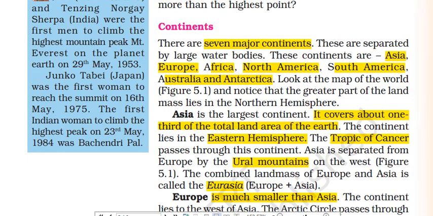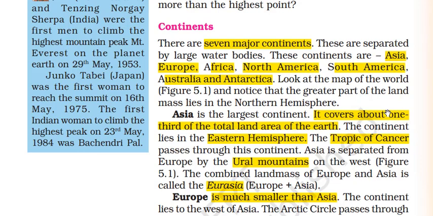Now let us have a look at the continents. Now we all know that there are 7 major continents. These are separated by large water bodies. Now which continents are these? Asia, Europe, Africa, North America, South America, Australia and Antarctica. When you look at the world map, you will notice a particular thing: the greater part of land lies in the northern hemisphere. The northern hemisphere has more land.